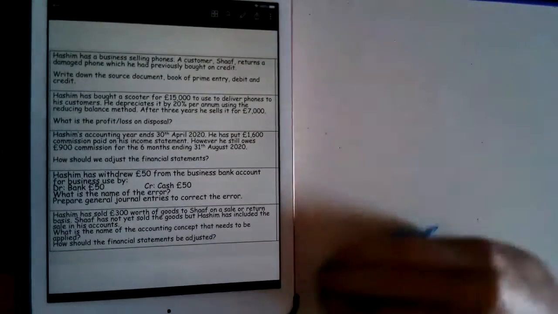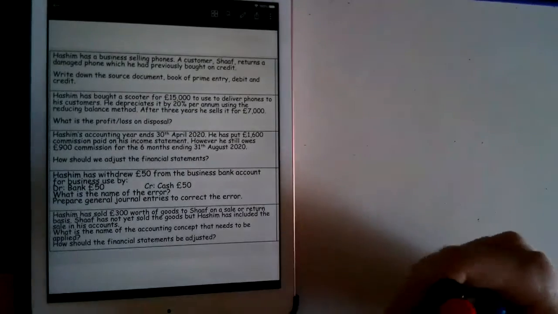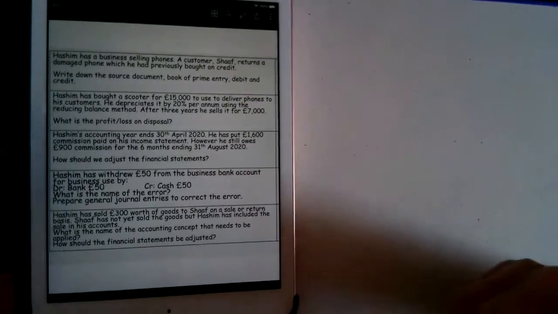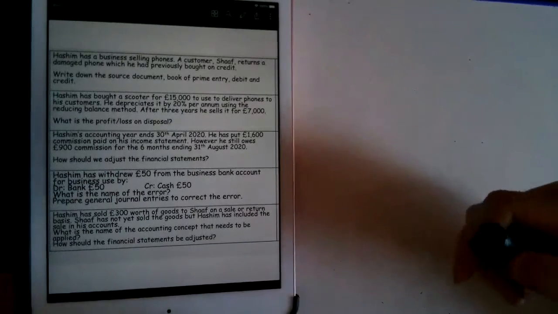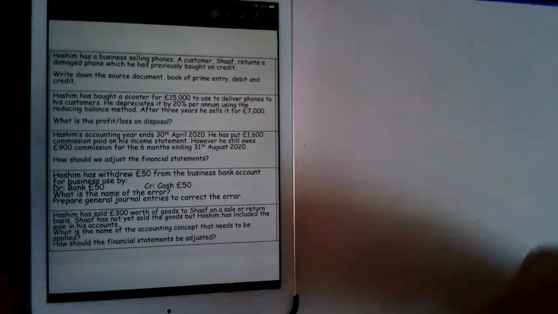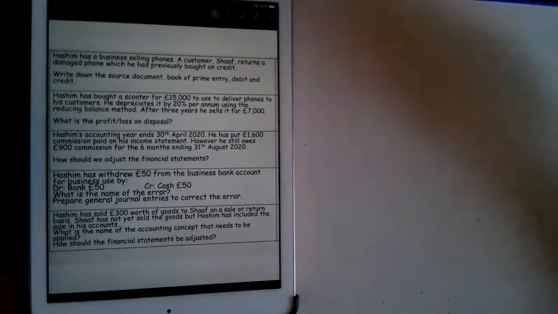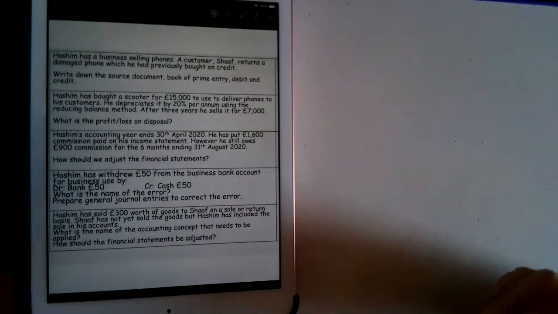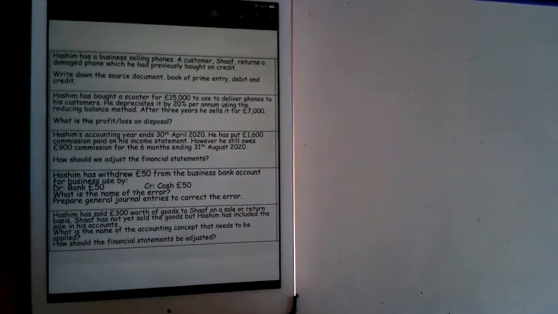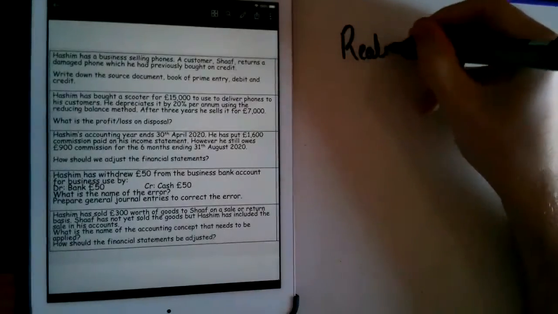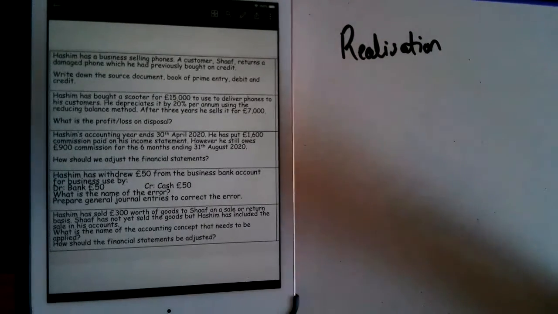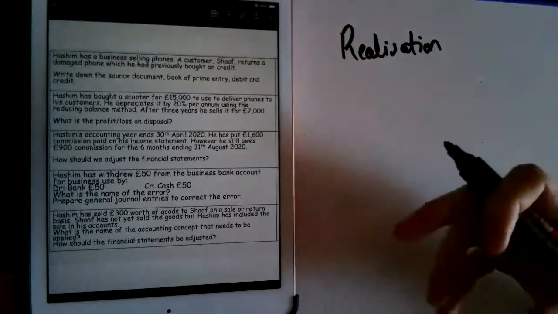Okay, and last one. Hashim has sold £300 worth of goods to Shaf on a sale or return basis. Remember, that just means that he essentially hasn't sold anything to Shaf. Shaf's selling the goods for him, and the goods won't be recorded until Shaf sells them on. So Shaf has not yet sold goods, but Hashim has included the sales in his accounts. What is the name of the accounting concept that needs to be applied? Well, realisation. That's when we don't recognise a transaction until the ownership is changed. So the goods still belong to Hashim.